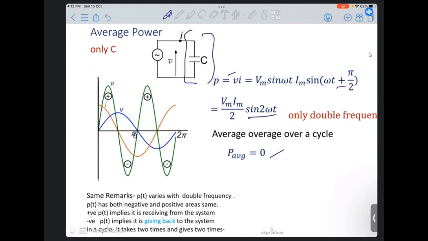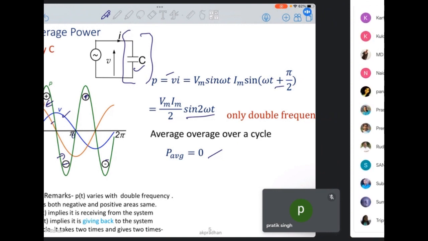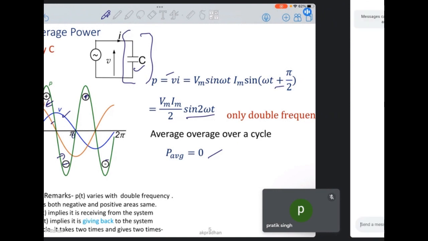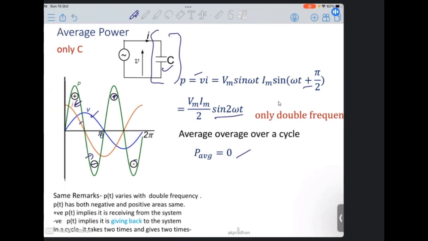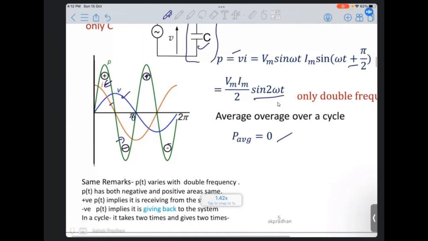So in this case, this is v, this is i. This is positive, this is positive, this is negative, this is negative. Again, in the 2 pi, we have two positive halves and two negative halves. That implies this is power taken by this load, and this is power given back to the source by the capacitor. So that's the conclusion, and the average power happens to be 0. That's what we say about p(t).